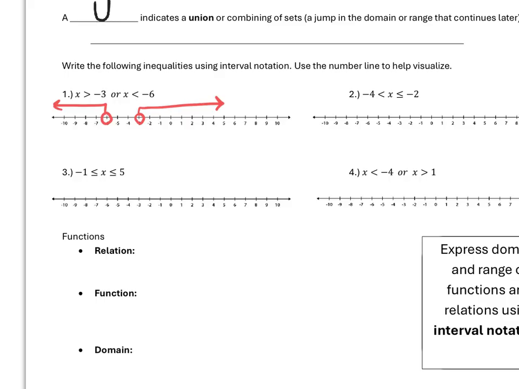So for interval notation, what this would look like is it is coming from negative infinity. So we would say negative infinity to -6. We don't include the -6, so we put a parenthesis. Then there is a jump in our graph. Then it starts again at -3 and continues infinitely. So that would be our interval notation for that particular inequality.